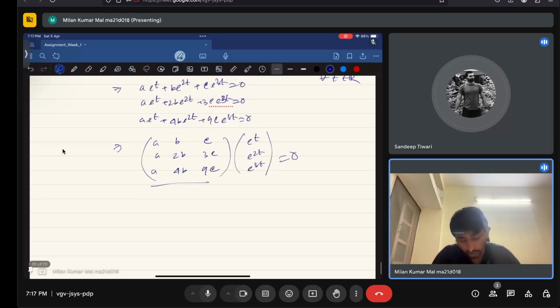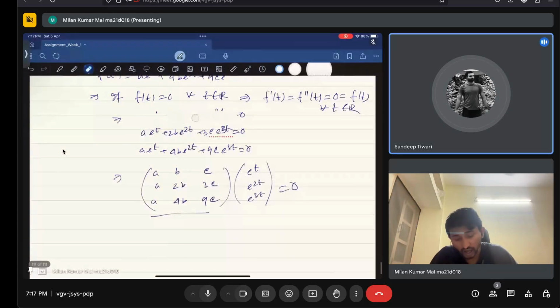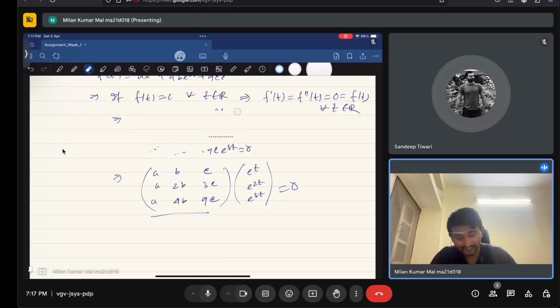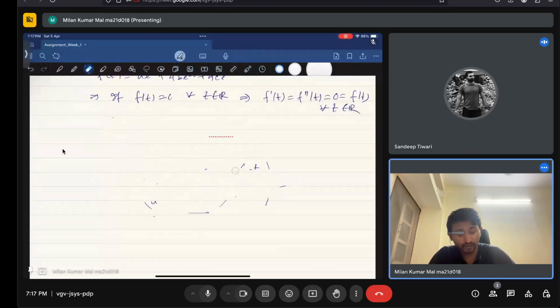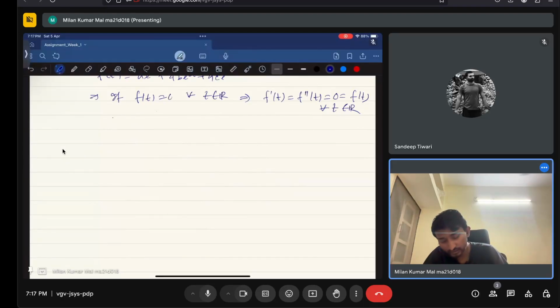Why do I not put t equal to 0, sir? Why do I have to replace t equals to 0? Because f(t) equals 0 for all t, right, so I replace t equals to 0, that's all. That is the Wronskian actually.